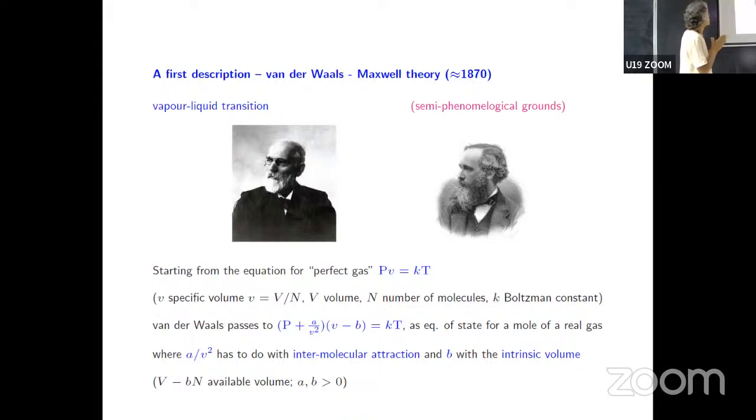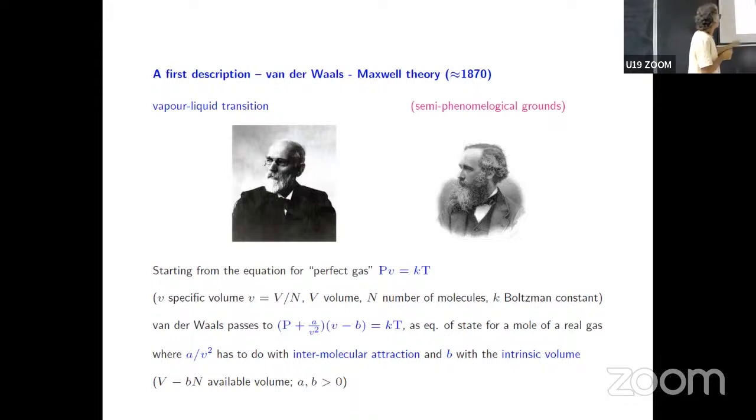So Van der Waals started with this perfect gas equation. Here is the pressure, this is V, the so-called specific volume. It's 1 over the density. And k is a constant, the Boltzmann constant, and T is the temperature. So this is the so-called equation of a perfect gas.